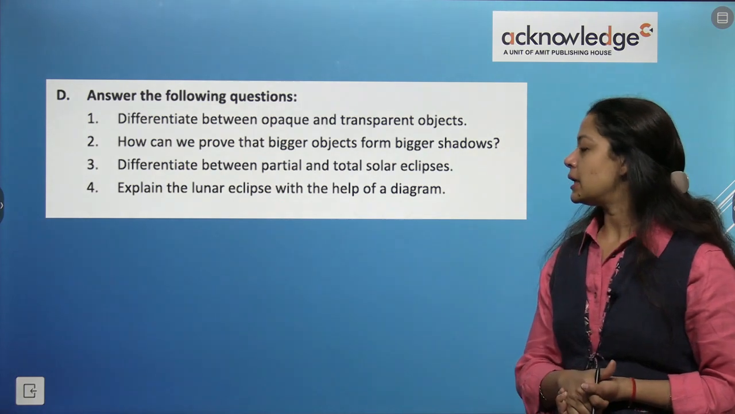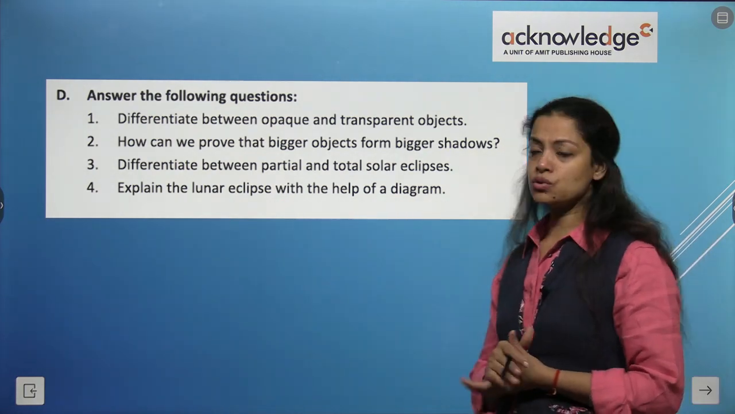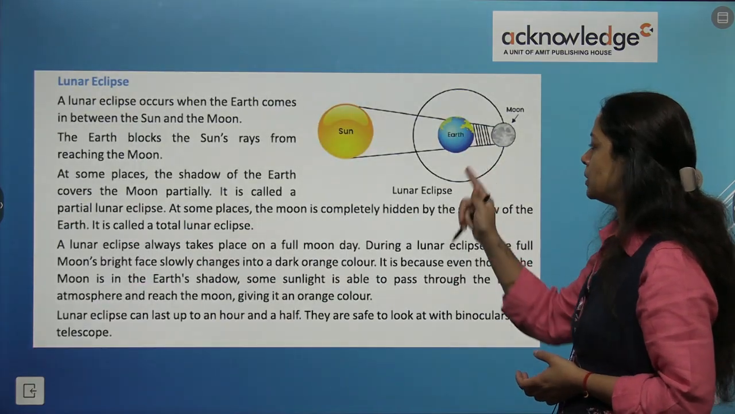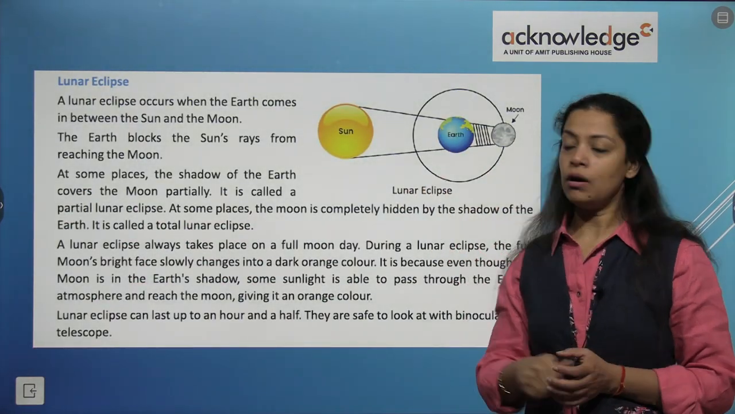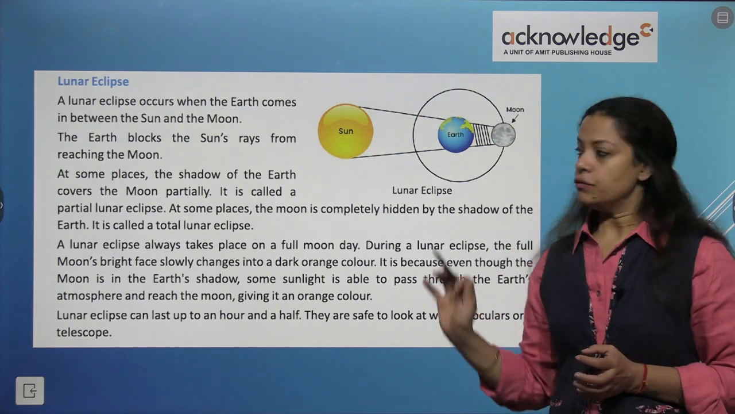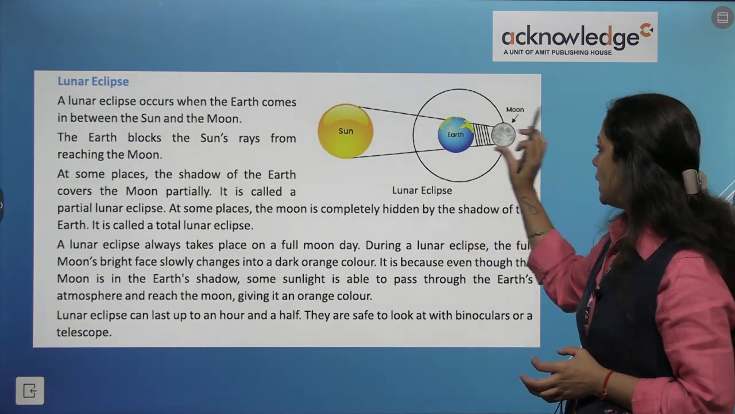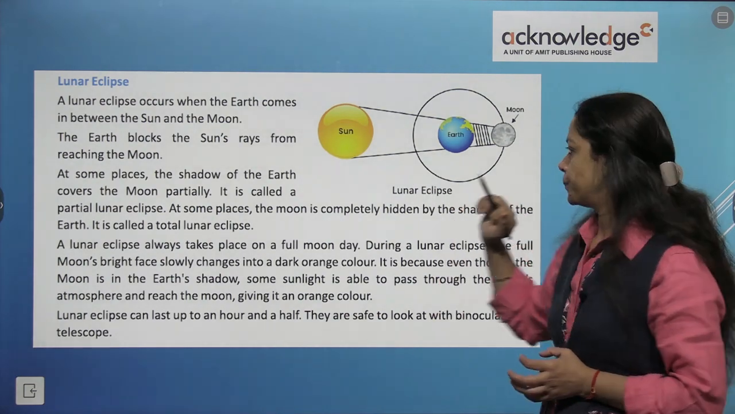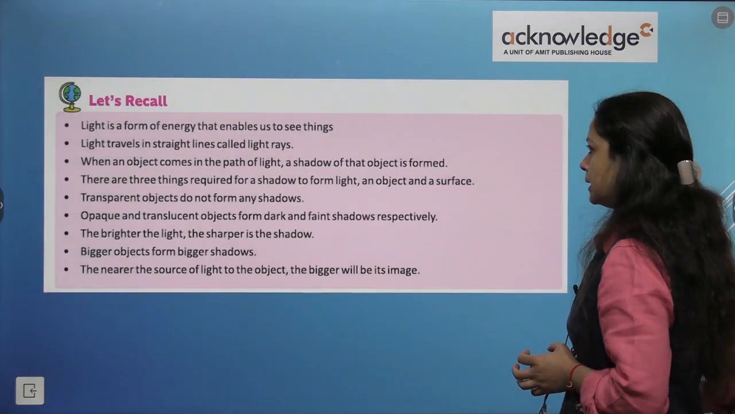Explain the lunar eclipse with the help of a diagram. So you just have seen this diagram, lunar eclipse diagram. This you have to draw and write down few points for this diagram. So sun and moon, and earth is blocking the path between sun and moon. So this is the diagram of lunar eclipse.